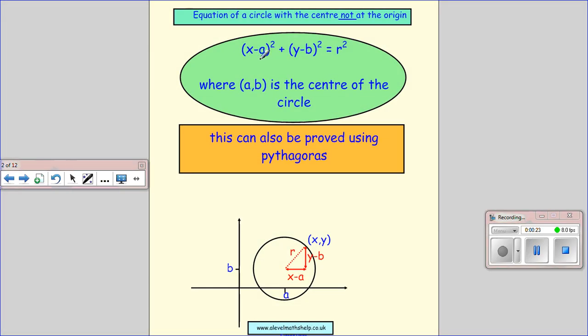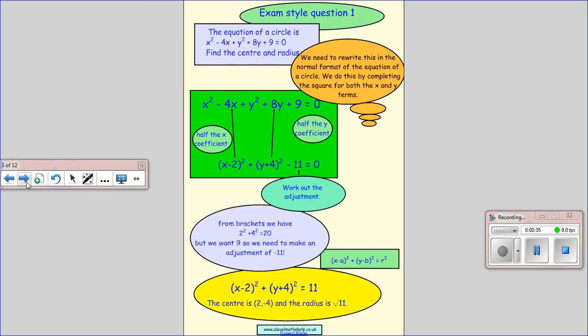Basically we take (x minus a) all squared plus (y minus b) all squared equals r squared, where (a, b) is the center point at the center of the circle and r is the radius of the circle. So the first exam style question we've got is we're given something messy like this and we're asked to find the center and the radius.